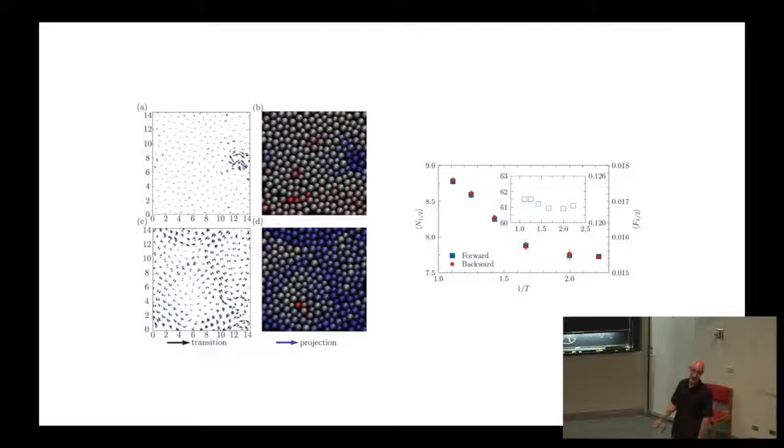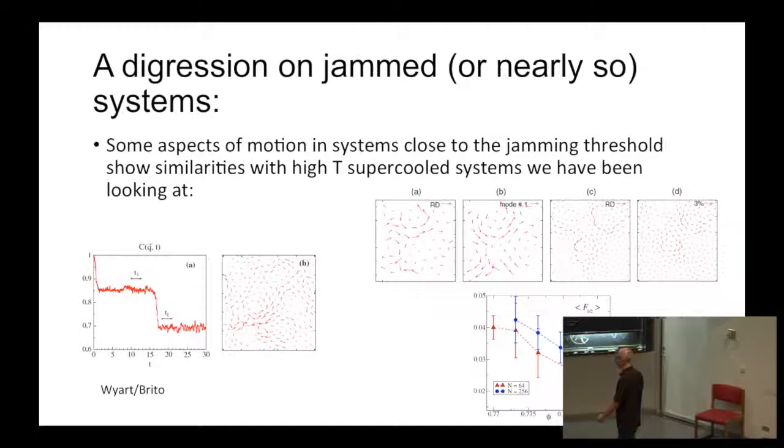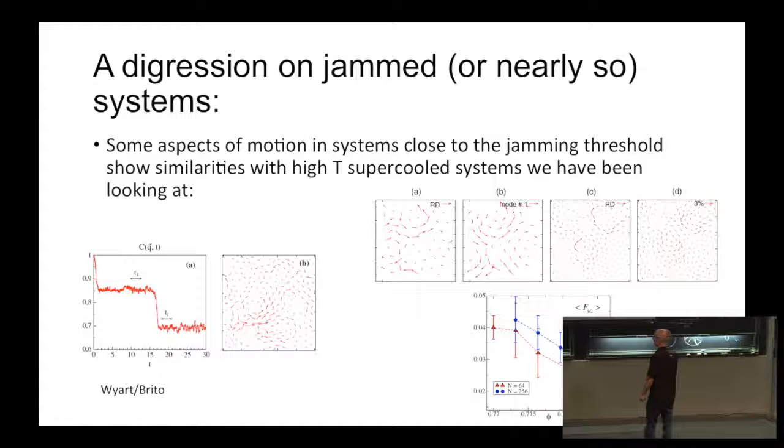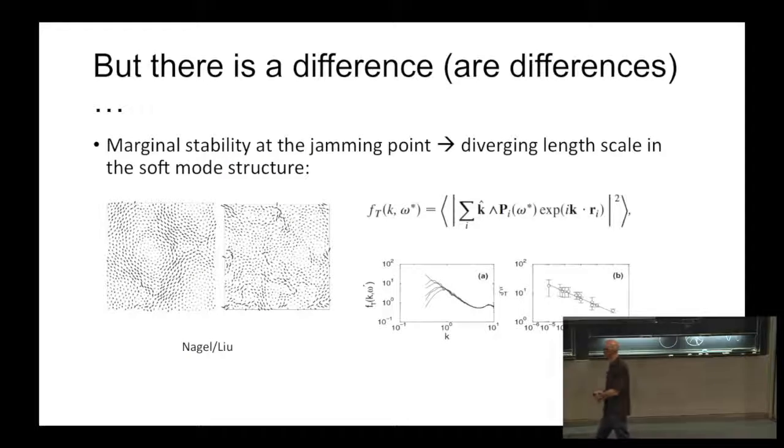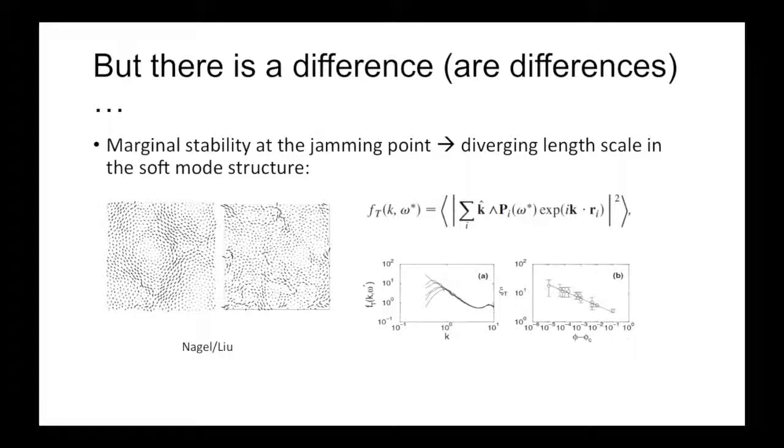There's some degree of correlation that you can see in the same way in thermal systems, but it's much less dramatic. So I think systems near the jamming threshold are very interesting to think of from this standpoint. And this is what I mentioned before. In some sense, the connection between soft modes and dynamic heterogeneity in jamming systems and thermal supercooled liquids is an interesting connection to pursue. In some ways, there has to be a difference.